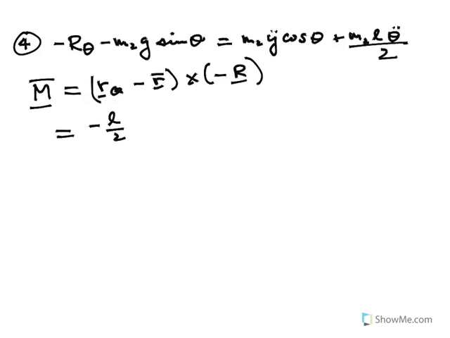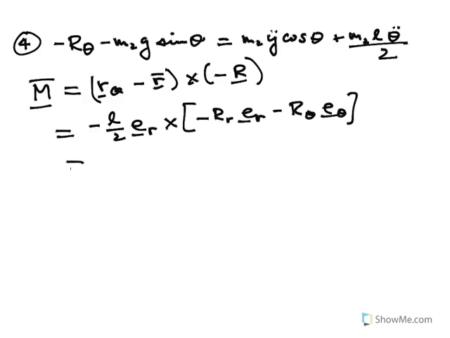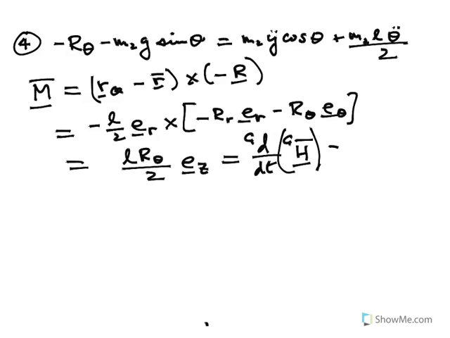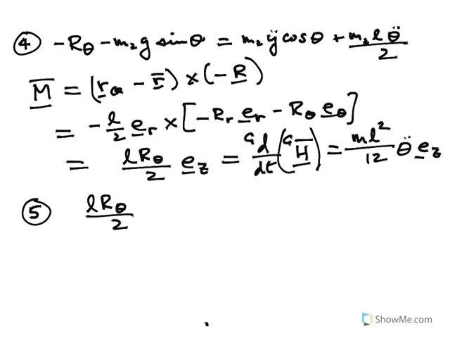So this is equal to minus L over 2 ER crossed with minus R sub R ER minus R sub theta E theta, which is equal to L R sub theta all divided by 2, and then we've got EZ, and that has to equal the rate of change in the inertial frame of the angular momentum relative to the center of mass, which is equal to ml squared over 12 theta double dot EZ, from which we obtain the fifth equation, which is L R sub theta over 2 is equal to ml squared over 12 theta double dot. So now we have 5 equations.